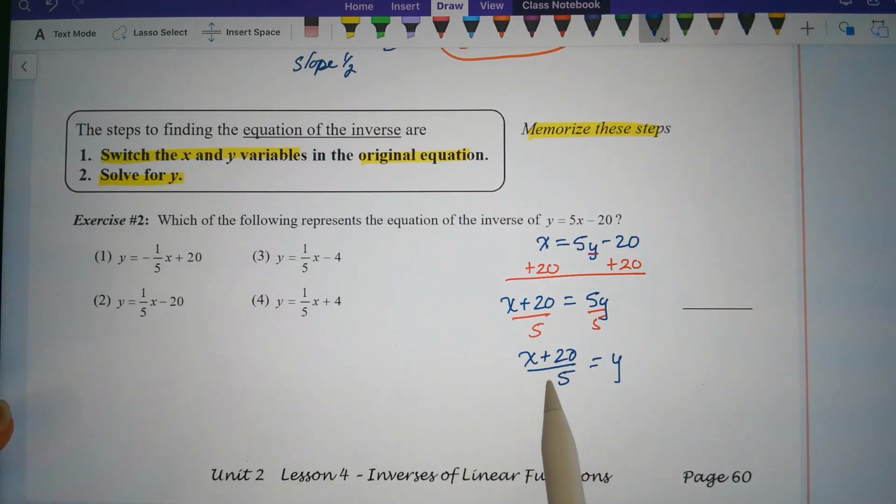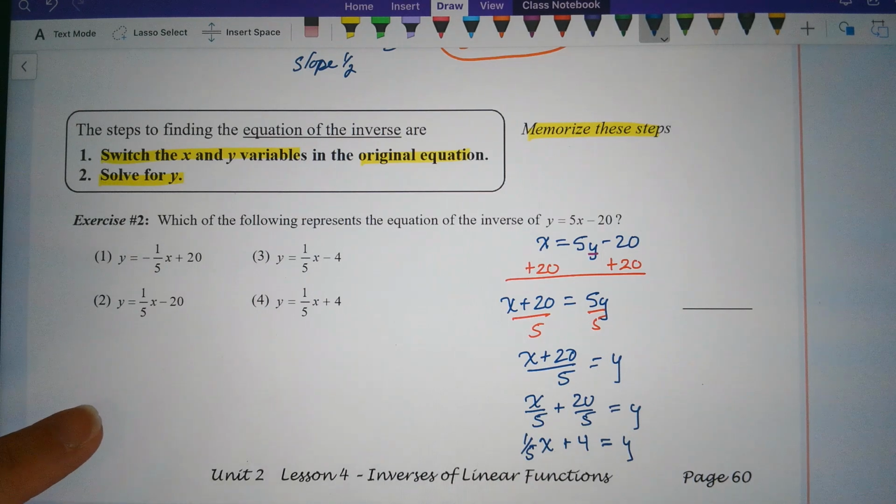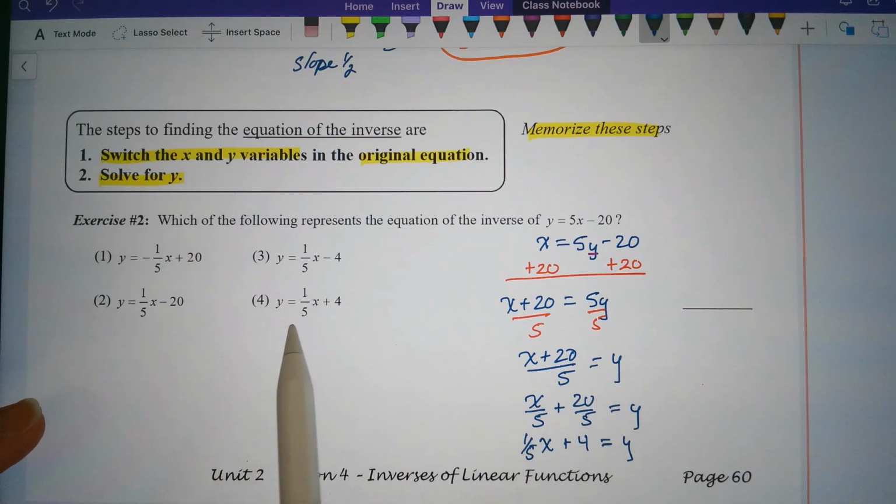Now, in this case, this doesn't quite match what we have here, so let's take each term of the numerator and divide it by 5. So this is one single fraction we can split up into two pieces. This is x divided by 5 plus 20 divided by 5. X divided by 5 is the same as 1/5 x, and 20 divided by 5 is 4. So y equals 1/5 x plus 4. And that matches choice 4.